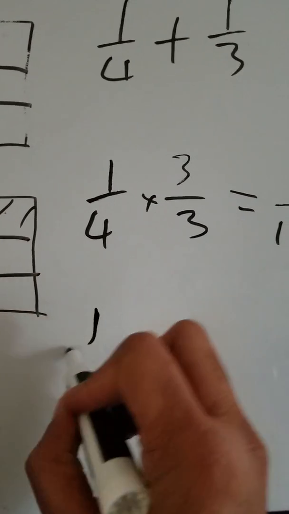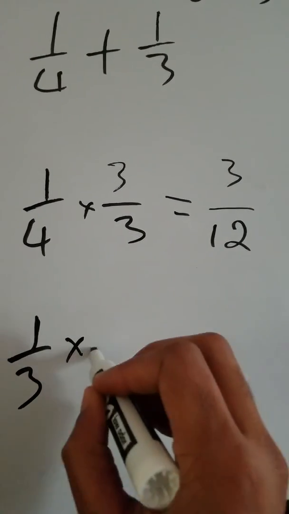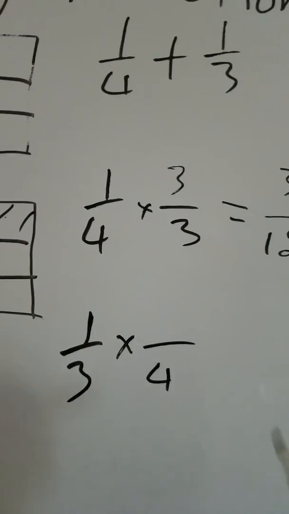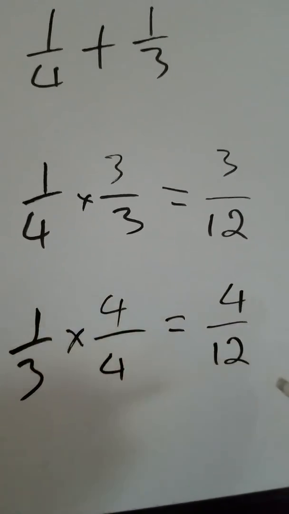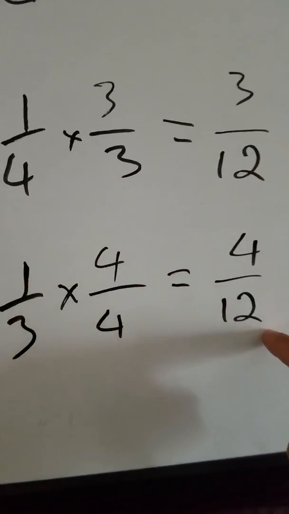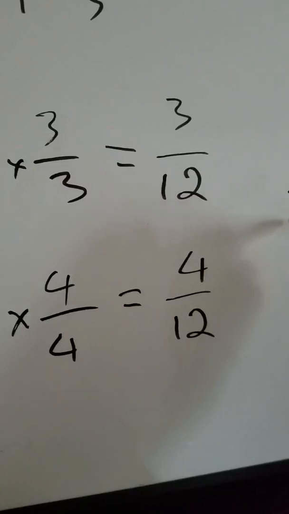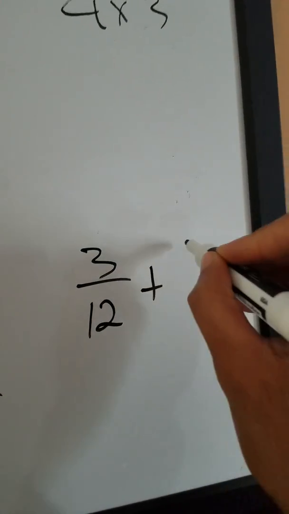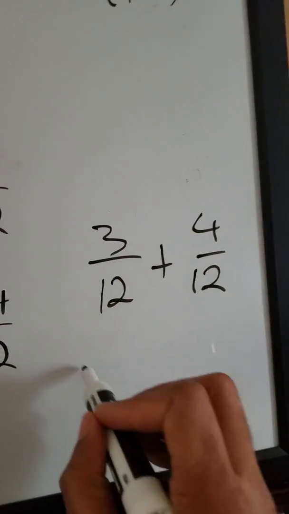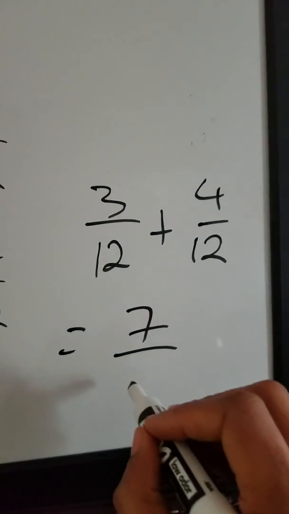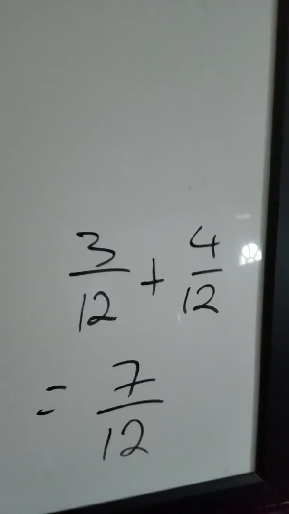Now let's take our 1/3 and try and get this bottom number to be a 12. Well, again, we could multiply that bottom number by 4. But if we multiply the bottom by 4, we also have to multiply the top by 4, and that gives us 4 over 12. Now that we have both denominators being the same, we can simply add them the way we know how to add two fractions with the same denominators like we did before. And now we just add the top, we get 7, and the bottom is 12. And that's exactly what we got from our picture, 7 over 12.